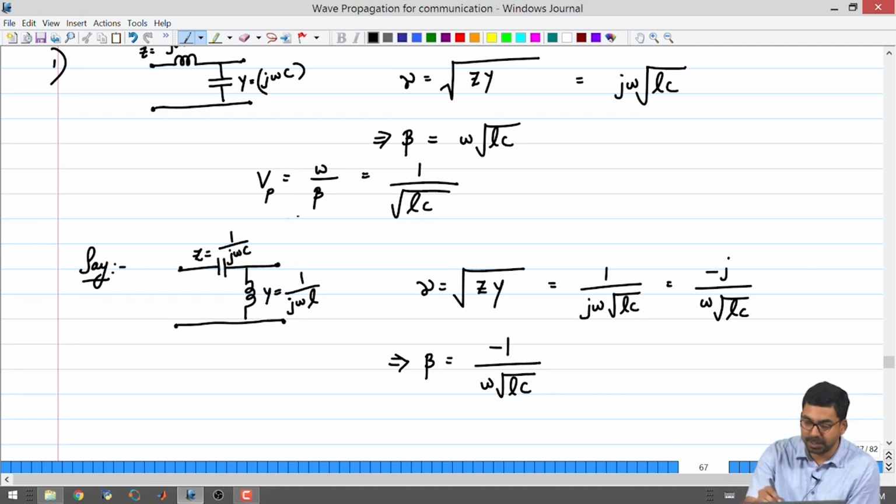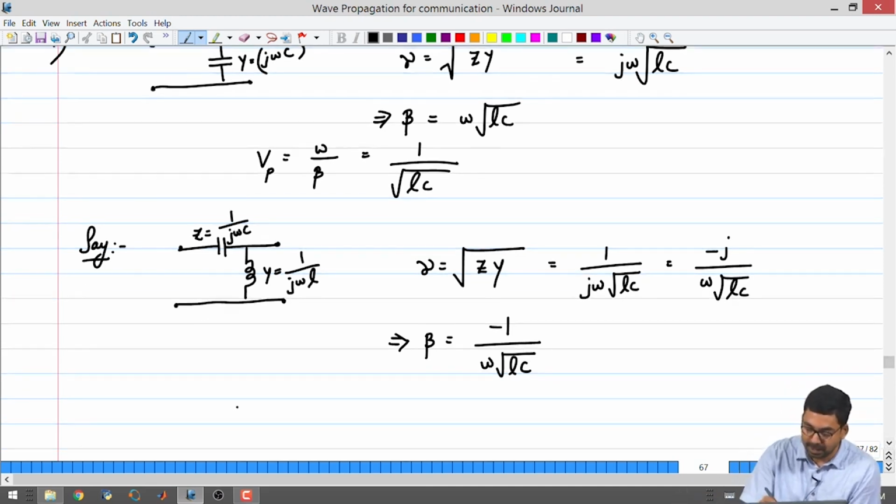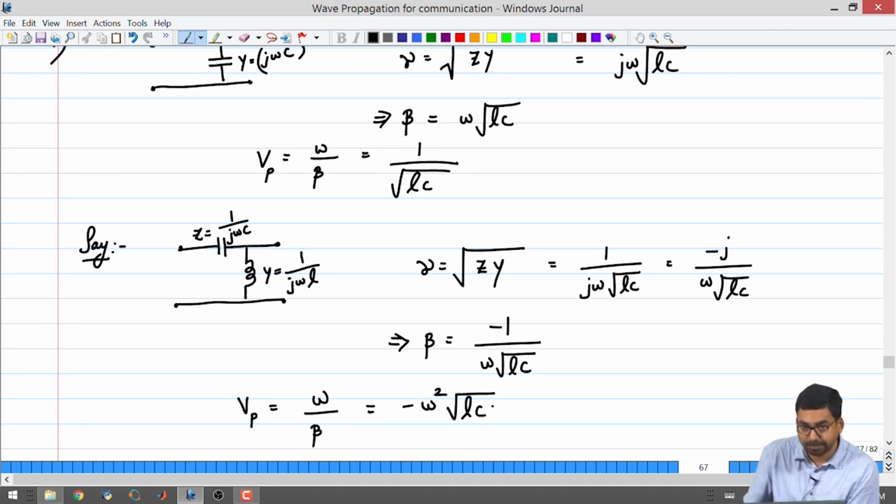But there is one more step that we did before, we calculated the phase velocity. Maybe we will calculate that also and see what happens. So, we can say that the phase velocity is omega divided by beta, and this is going to be omega divided by minus 1 by omega square root L C, and this becomes minus omega square root L C.